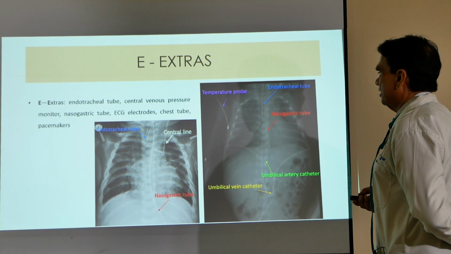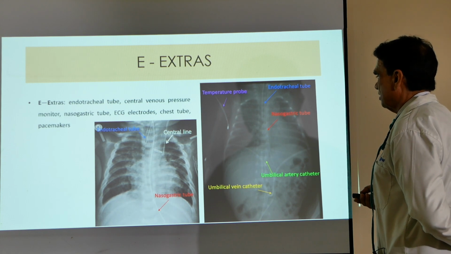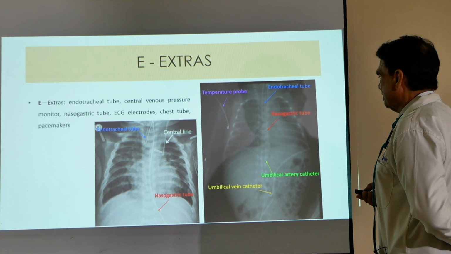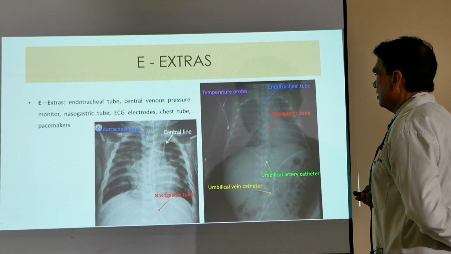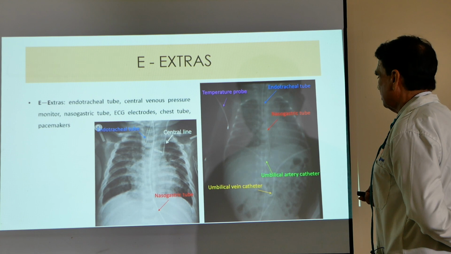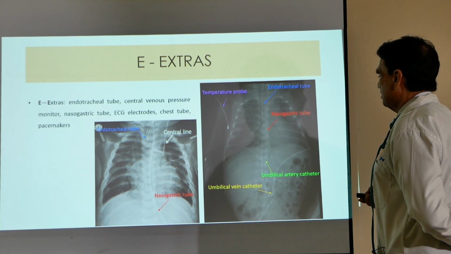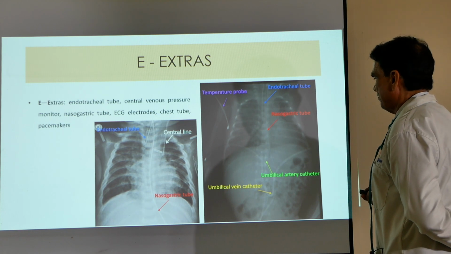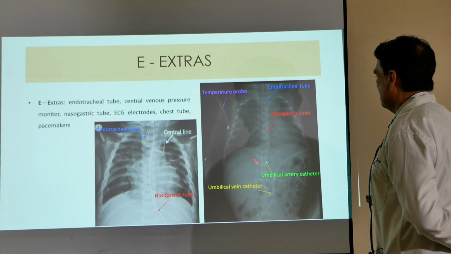E stands for the extra, that is the last, that is the extra things which are lying over the film: endotracheal tubes, number 1, central venous pressure monitor, number 2, nasogastric tubes, number 3, ECG electrodes, number 4, and chest tube, number 5, pacemakers are number 6.